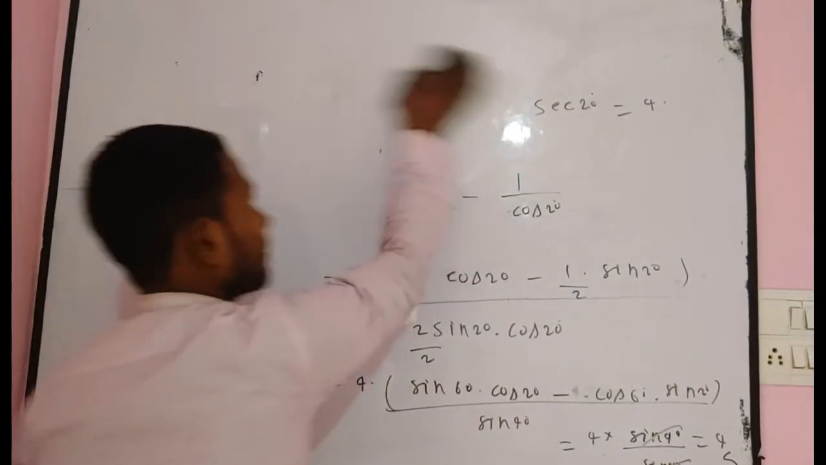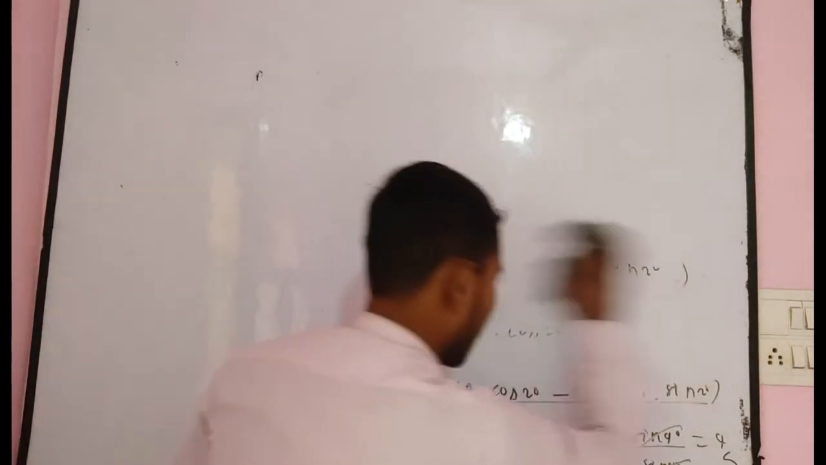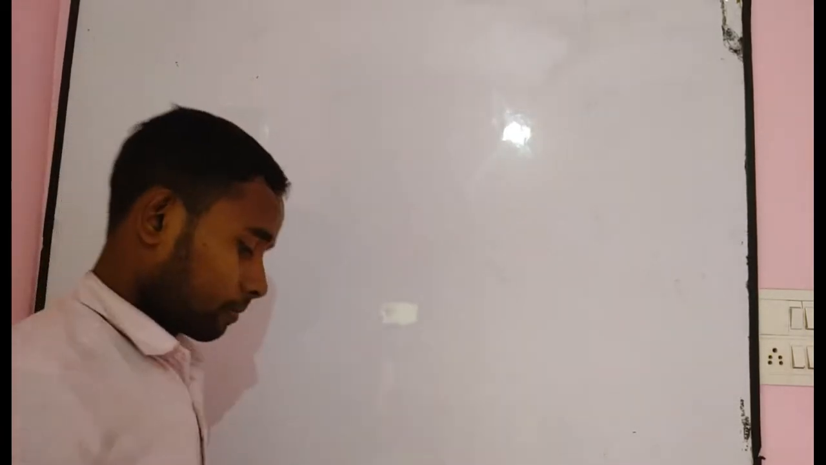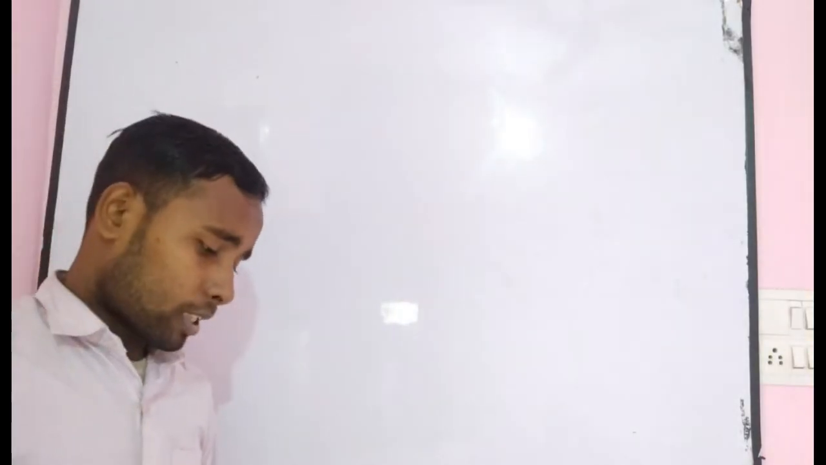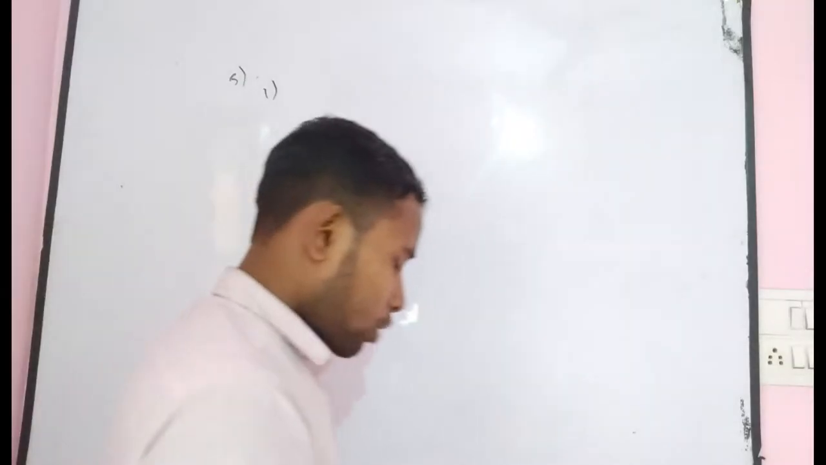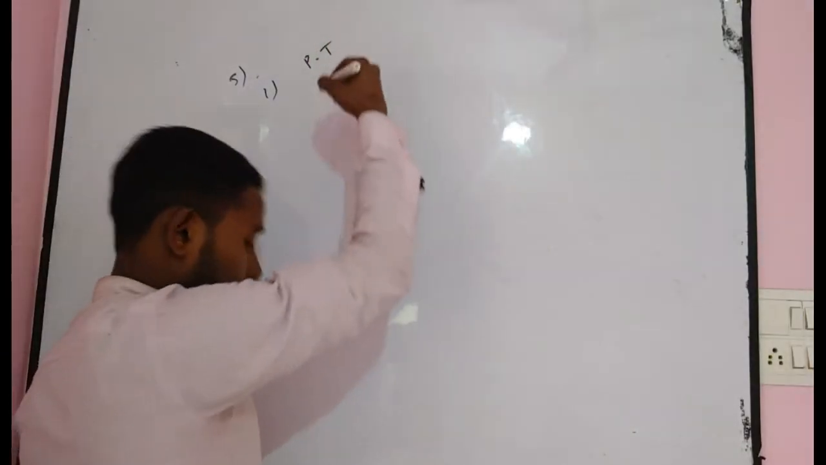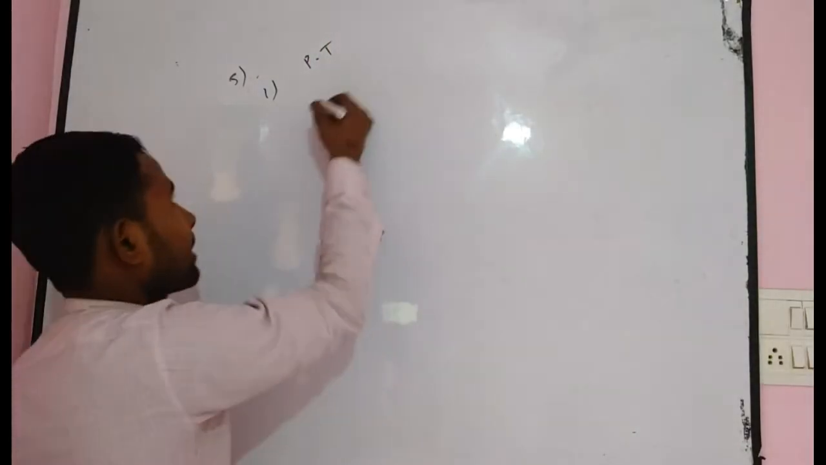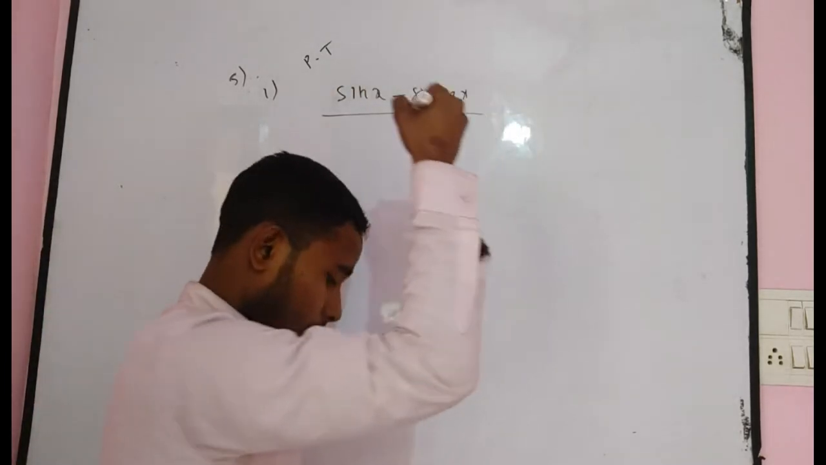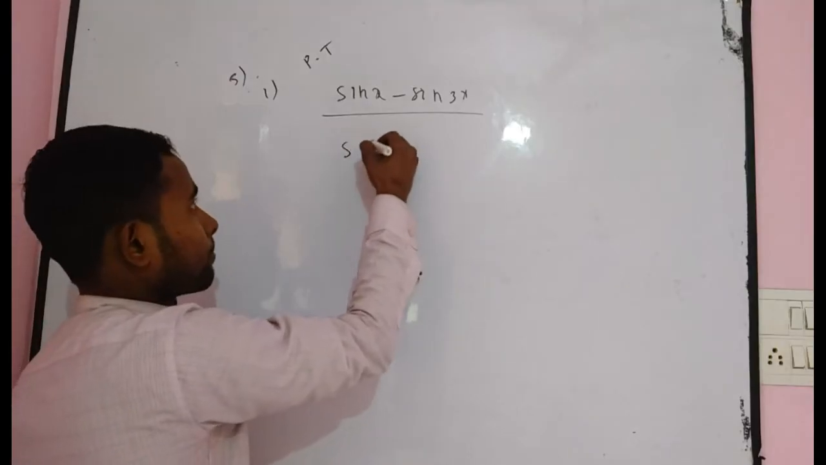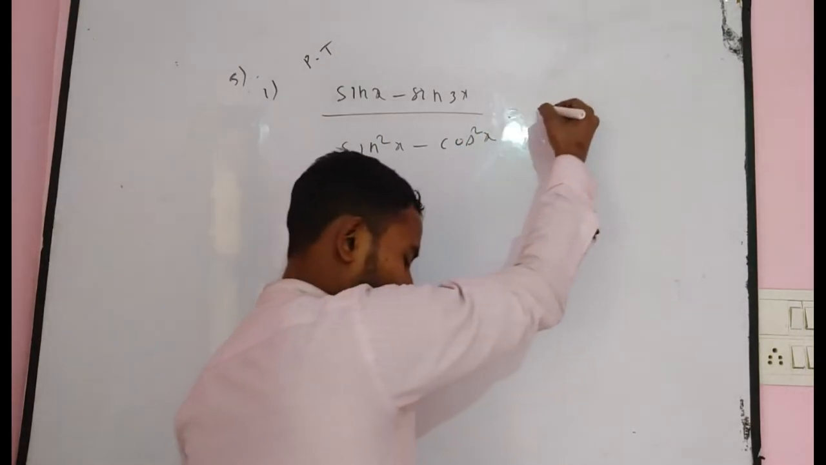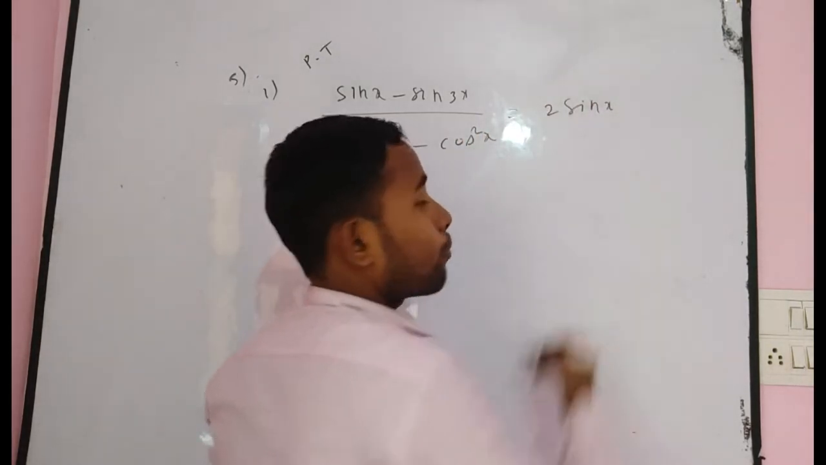Now I want to give another problem. In the next question, 5.1, it is given that you have to prove that (sin x minus sin 3x) divided by (sin square x minus cos square x) is equal to 2 sin x. You have to prove it.